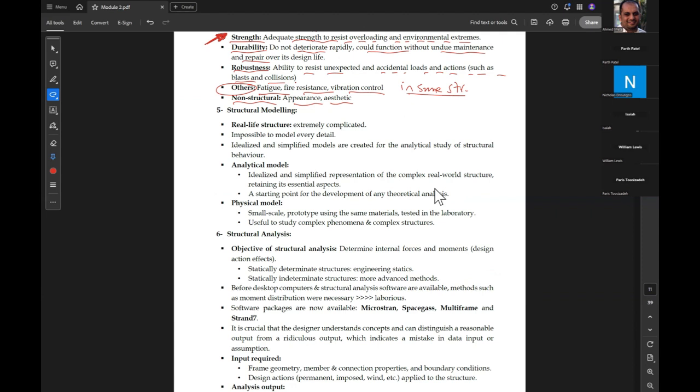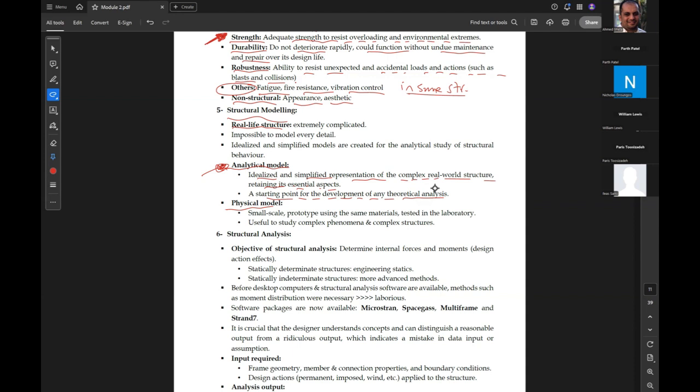Okay, for structural modeling, we have the real-life structure, and we can have an analytical model and a physical model. An analytical model is an idealized and simplified representation of the complex real-world structure, retaining its essential aspects, which we use in our design. This is the starting point of the development of any theoretical analysis or design.